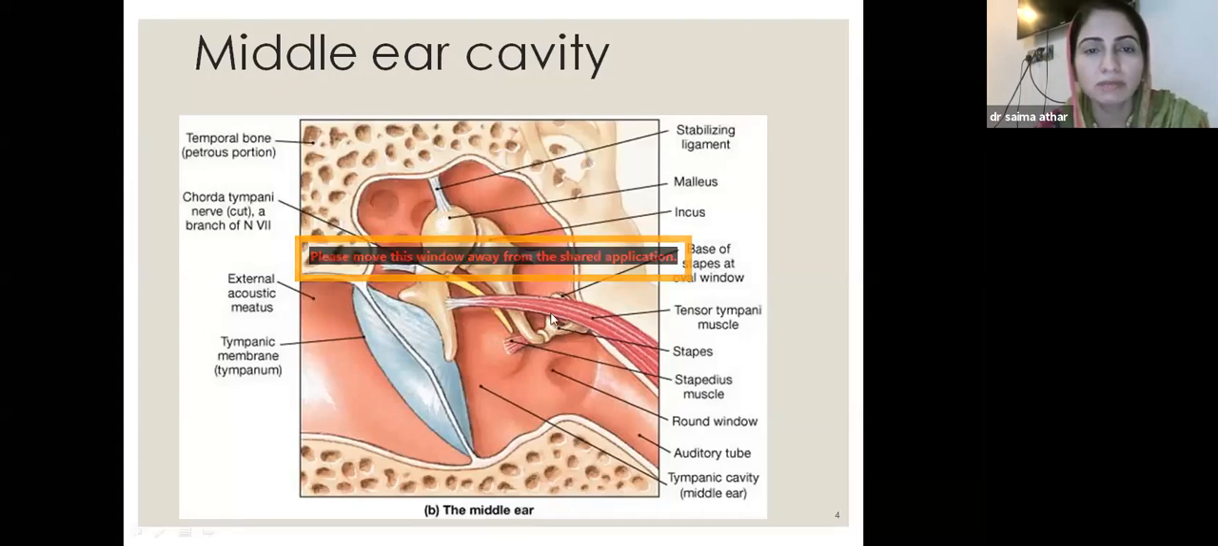So the infection of the middle ear cavity as well as the external ear is actually dangerous because they have direct communication with the brain. I hope you all remember how they are directly communicated with the brain. The petrous part of the temporal bone opens into the posterior cranial fossa via the internal auditory meatus.